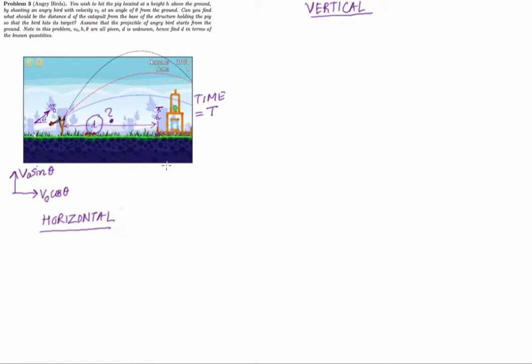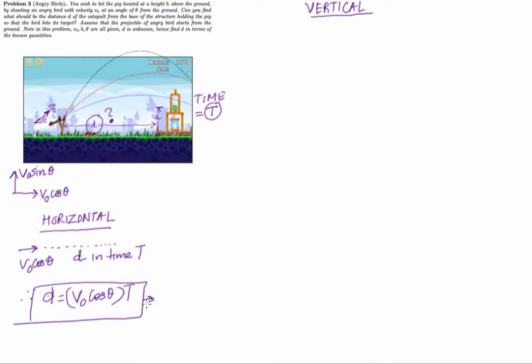That is, both the horizontal and vertical motion will take place for the time capital T until the angry bird hits the pig. Now the horizontal motion is uniform motion, there is no acceleration, so v naught cos theta will be the speed with which the angry bird covers the distance d in time t. Therefore d equals v naught cos theta times t. This is one result, called equation 1.